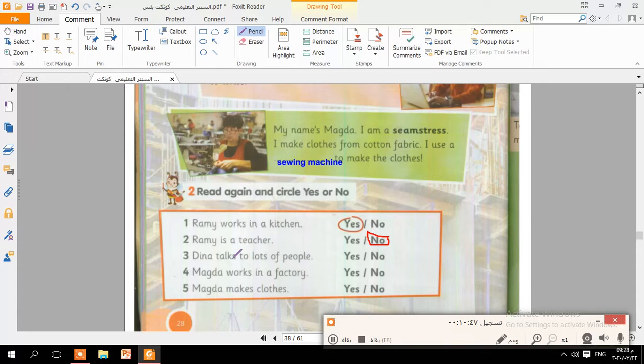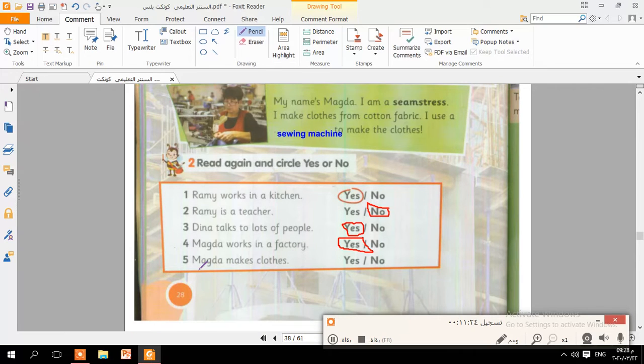Number 3. Dina talks to lots of people because she is a journalist. Good. Number 3 is yes, because she is a journalist. Number 4. Magda works in a factory. Good, because she is a seamstress. She works in a factory. So number 4 is yes.